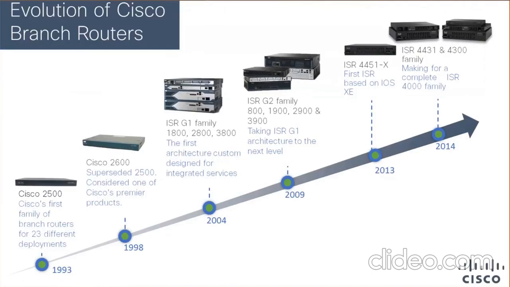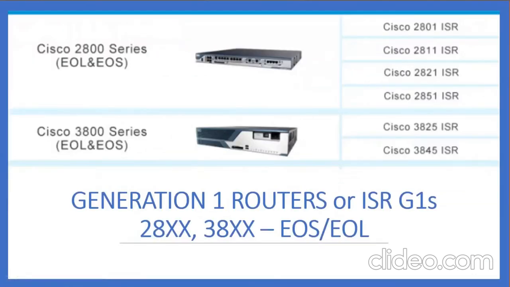So if you see, this is the evolution of Cisco routers. I started working since 2800, 3800. I haven't worked on the models before that. I've worked on 2800, 3800, which came in 2004. I've worked on 2900, 3900 routers, 2009. I've worked on all the versions of ISR 4Ks, which came in 2013 and 2014. These are the various 2800 and 3800 series routers: 2801, 2811, 2851, and 3825 and 3845. As I said earlier, these routers are end of support, end of life.